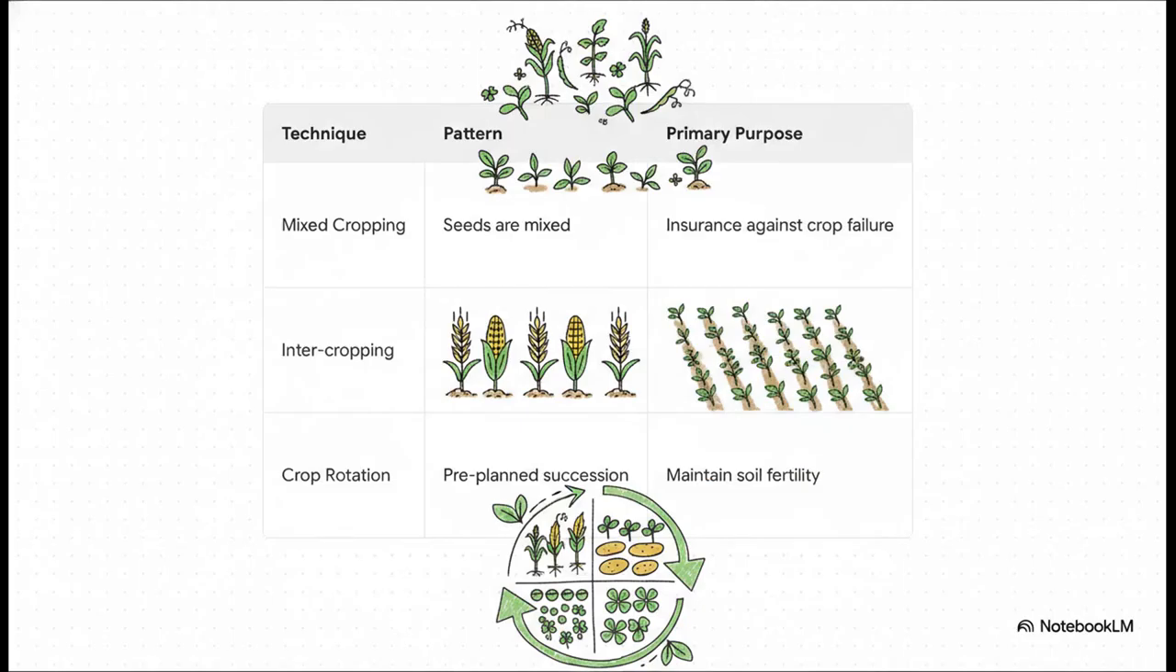This table is very important for your exams. It summarizes the cropping patterns. So, to recap, mixed cropping is about insurance against failure. Intercropping is about maximum use of nutrients. And the third one, crop rotation, which means growing different crops one after the other, is done to maintain the soil's fertility over a long time. Please take a moment to understand this table well.